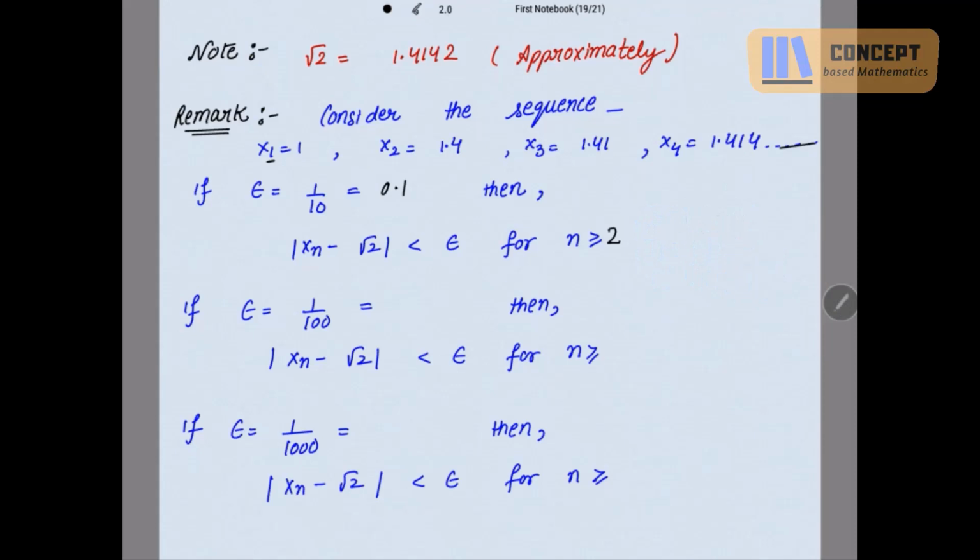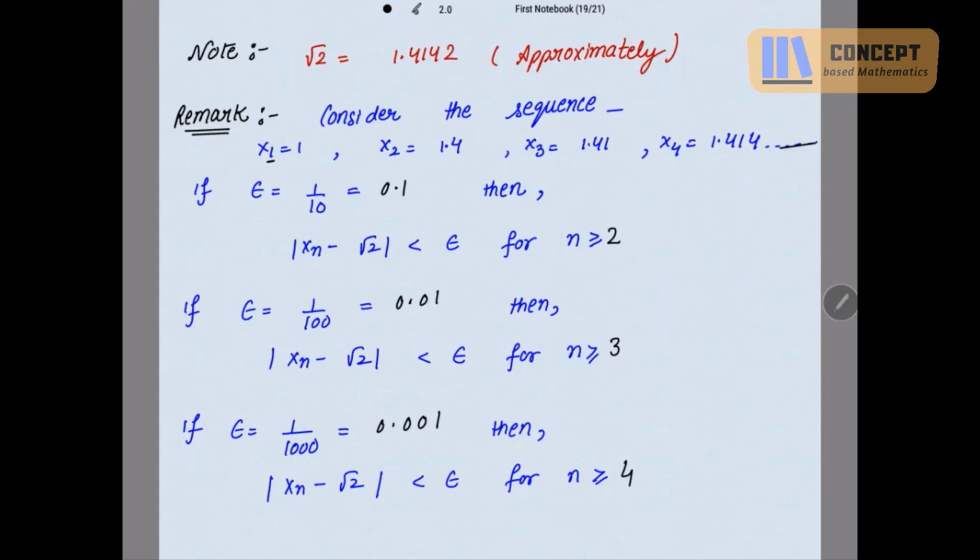Okay. In the next go, if I take epsilon to be 1 by 100, this is 0.01, then this modulus of xn minus root 2 is less than epsilon for n greater than or equal to... just check, this should be 3. Then again, if I take epsilon to be 1 by 1000, this is 0.001, then this modulus should be strictly less than epsilon for n greater than or equal to 4.